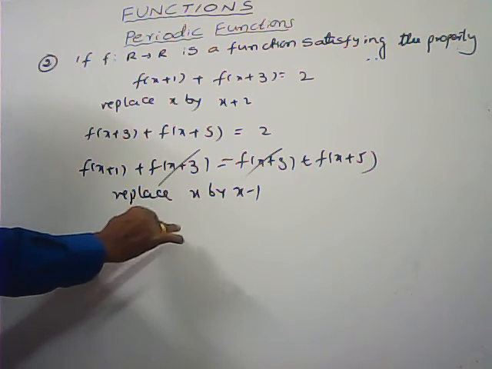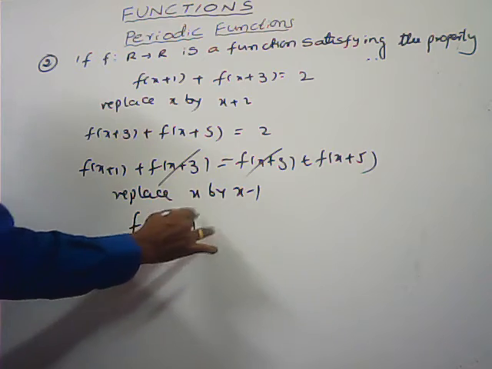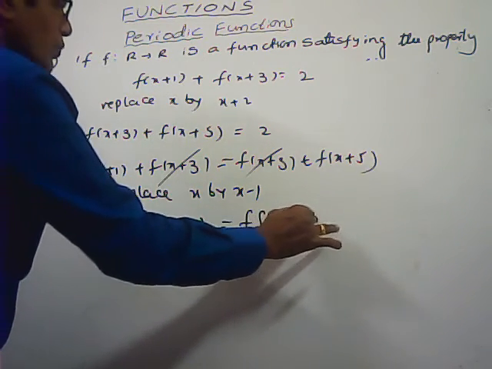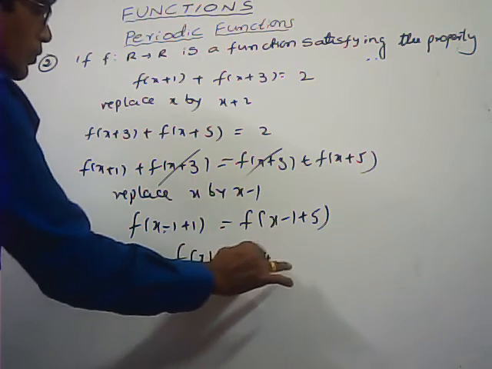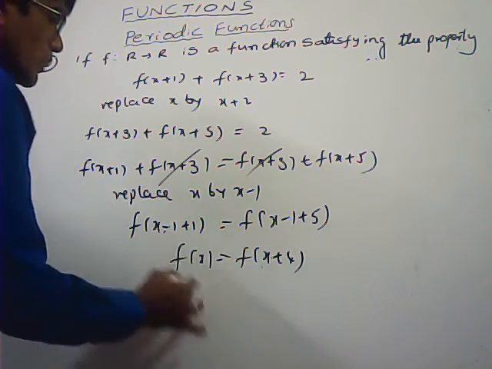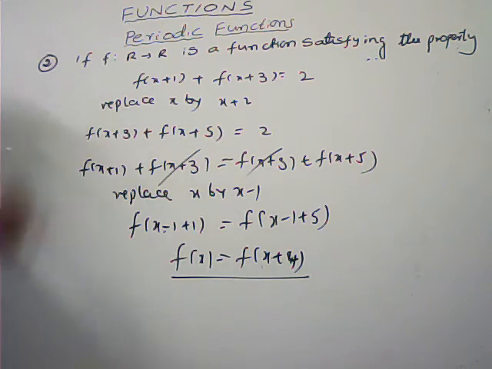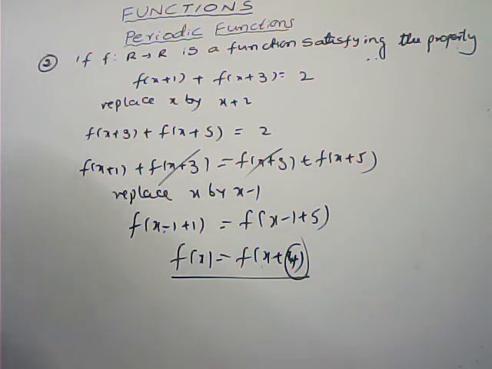Here you can get f of x. Replace x by x minus 1, plus 1 is there, that is equal to f of x minus 1 plus 5. Now here we are getting f of x equals f of, sorry, f of x plus 4. So here f of x plus 4 is equal to f of x we got. So what is the period of this functional equation? That is 4.